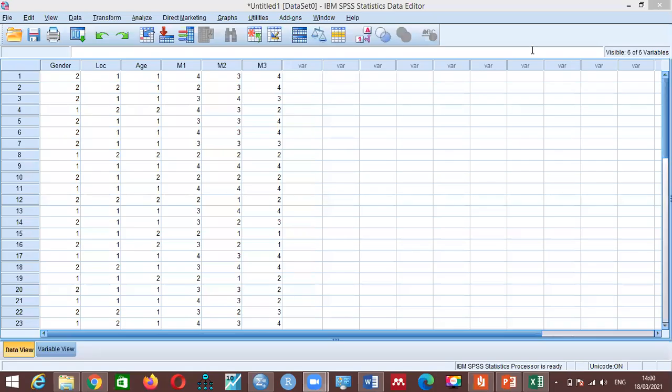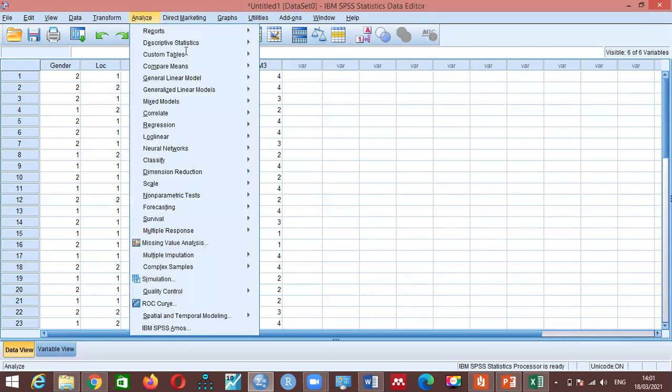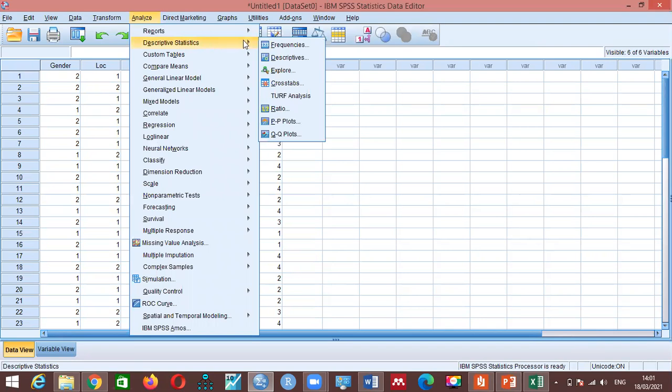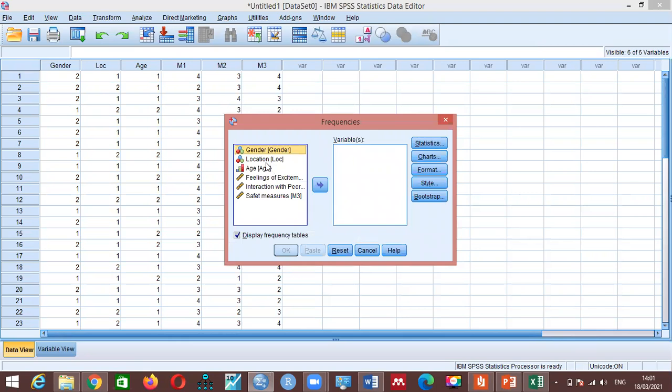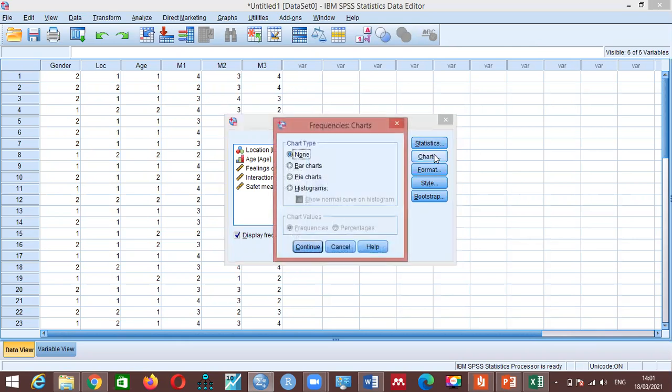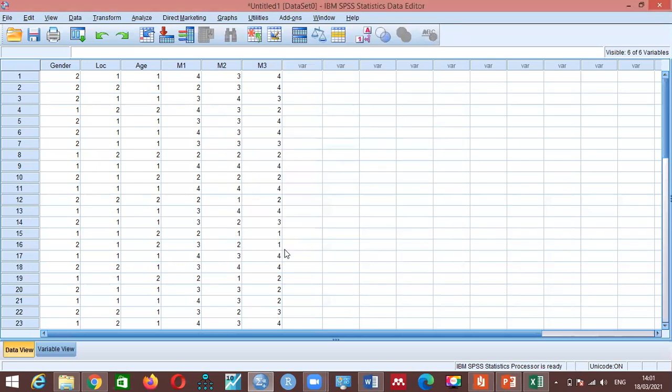So let's do some descriptive analysis on SPSS. So we have our data imputed, we say analyze, and then we come to descriptive and we say frequency. Okay, let's say we want to see the frequency for gender and would like it to display as a pie chart. We say okay.